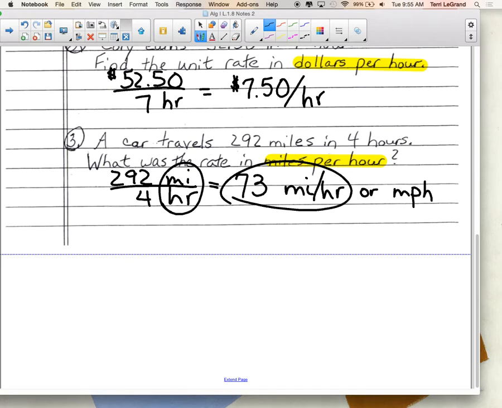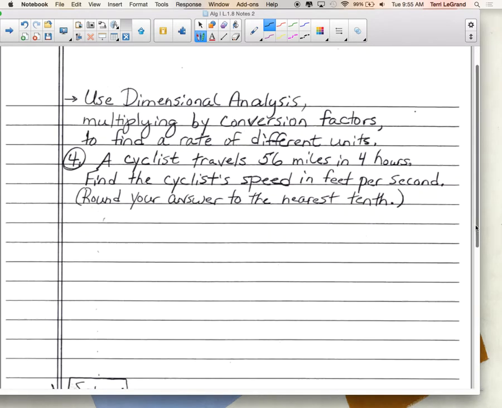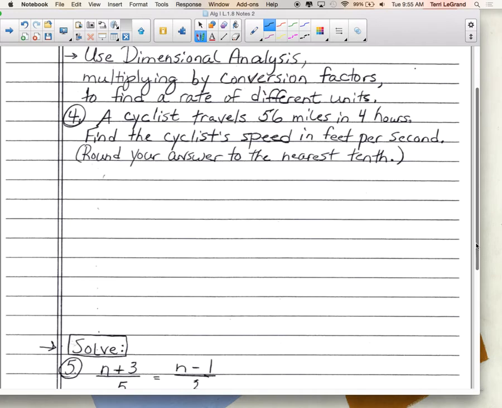Okay, let's go to the back side where now we're going to use dimensional analysis, or in other words, what if, as our second learning goal says, we have to rename the rates? What if we have to rename our rates? So we have a cyclist that's going 56 miles in 4 hours. Find the cyclist's speed in feet per second.